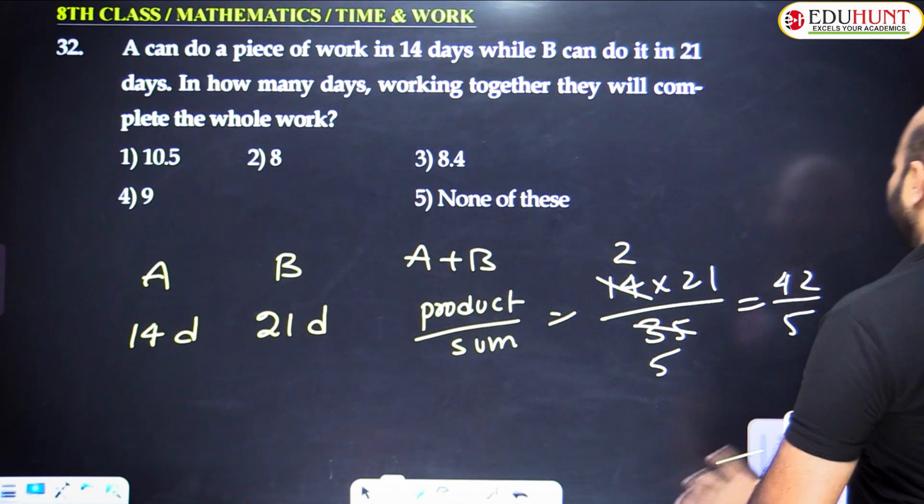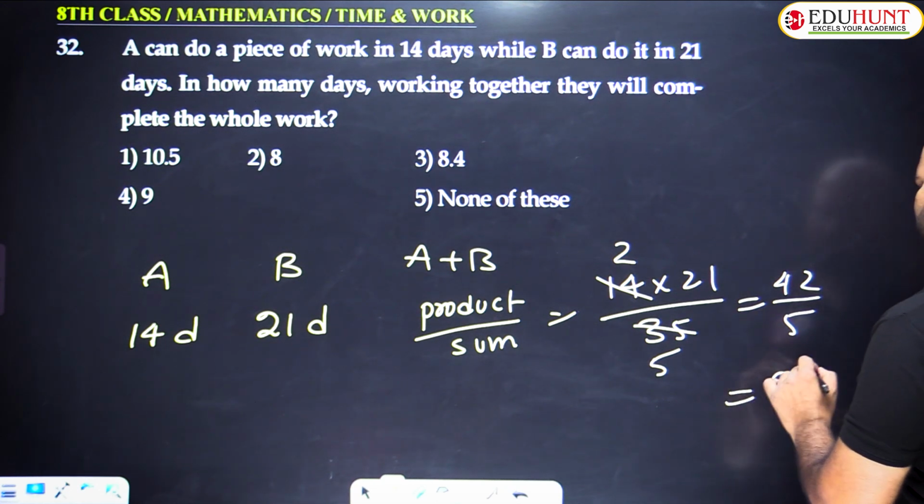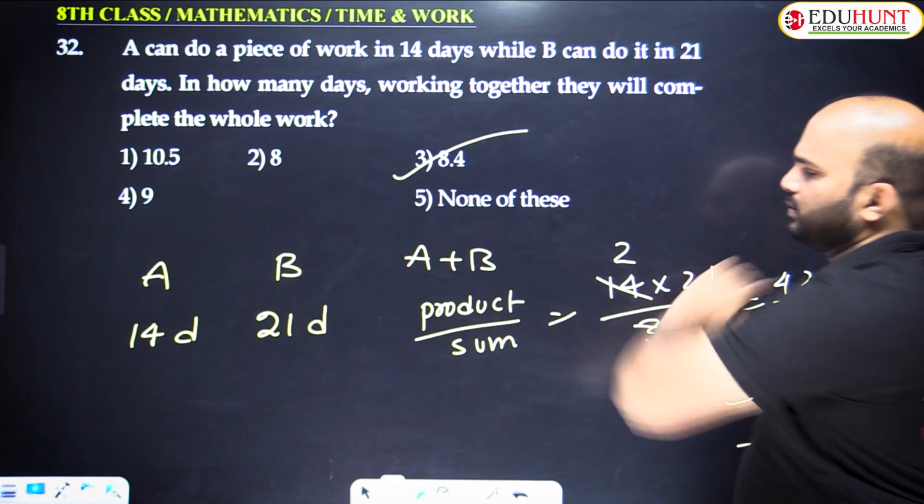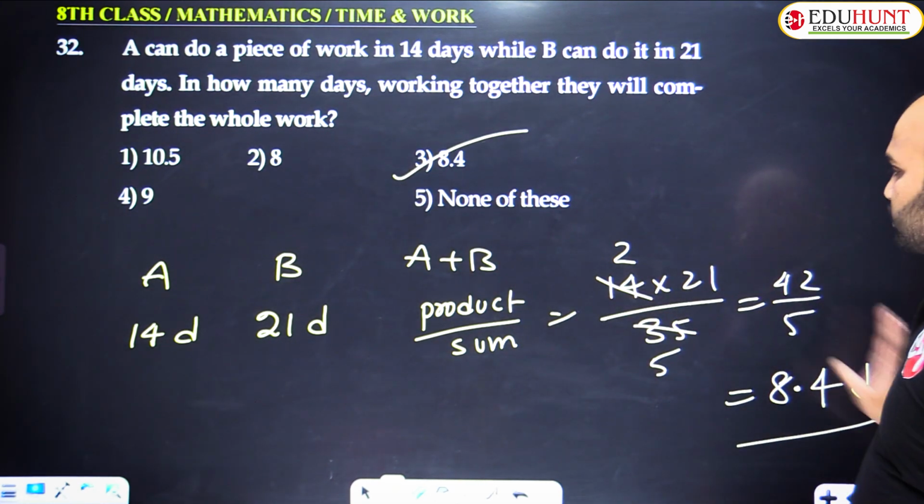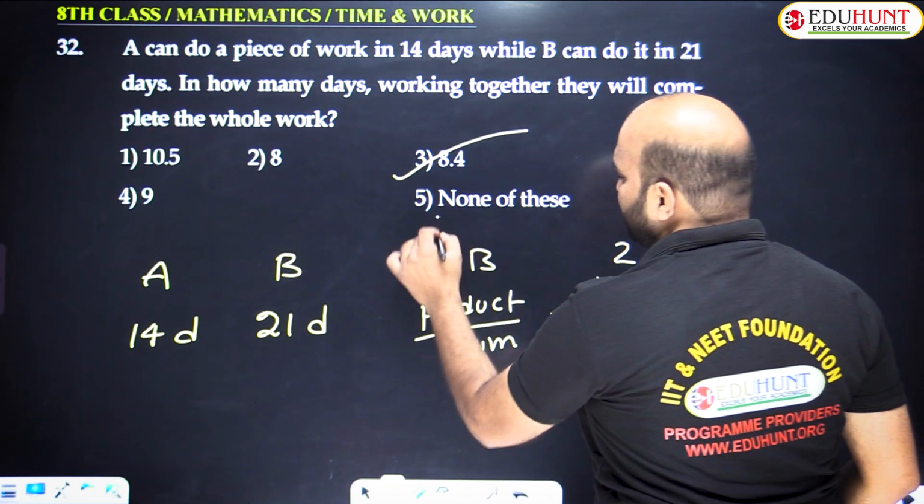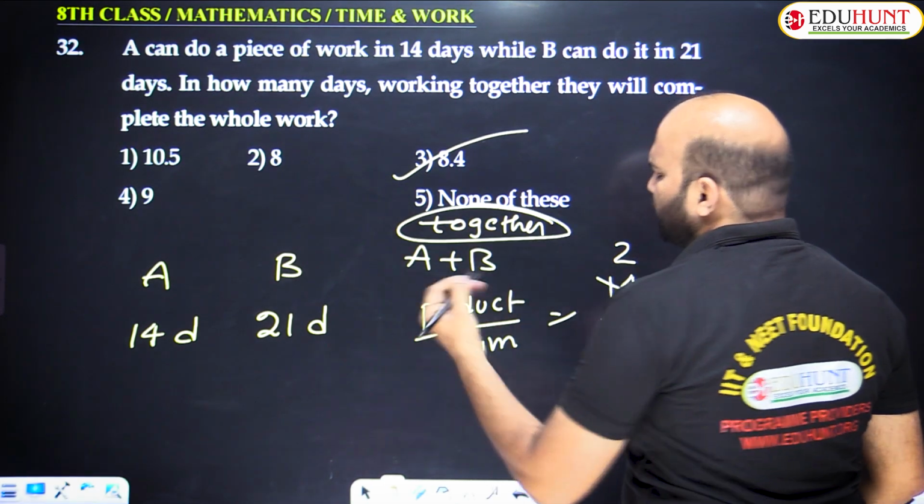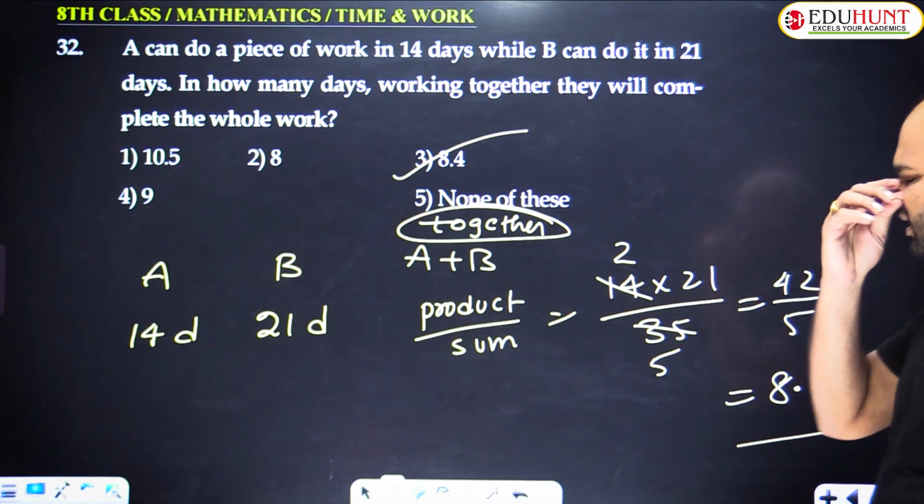So 42 by 5, nothing but 5 8s are 40, remainder 2, 0, decimal point taken after 0, nothing but 4, 8.4 days. Option 3 is the right answer. Am I clear? So together means always go with together, A plus B, nothing but together. Already told you, together means product by sum. This is the easiest concept.